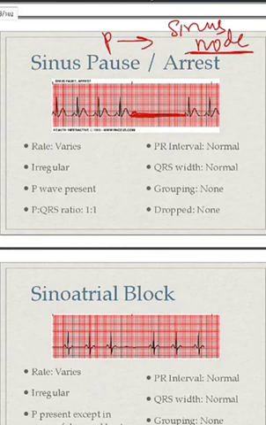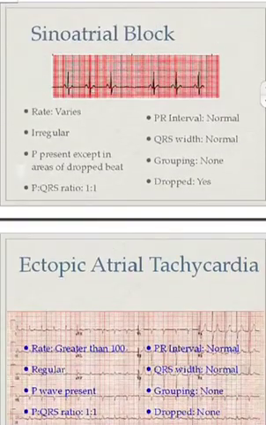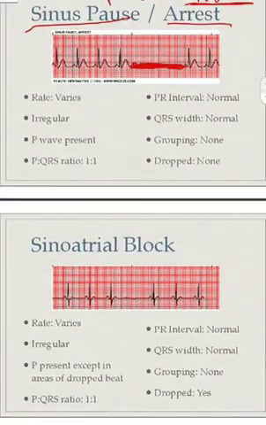Coming on to sinoatrial block. Okay, let's compare both of these. Rate varies, it is irregular, rhythm is irregular. P wave is present except in areas of drop beat. Then the P to QRS ratio is 1 to 1. PR interval is normal, QRS width is normal, grouping is none, and drop beat is none. So this is, okay, there was a brief moment of arrest here. Here there is a block.